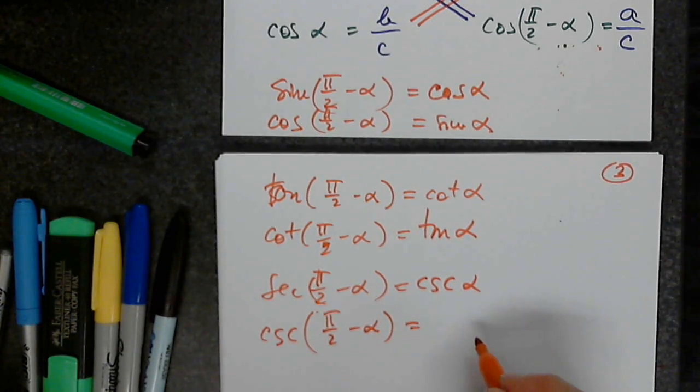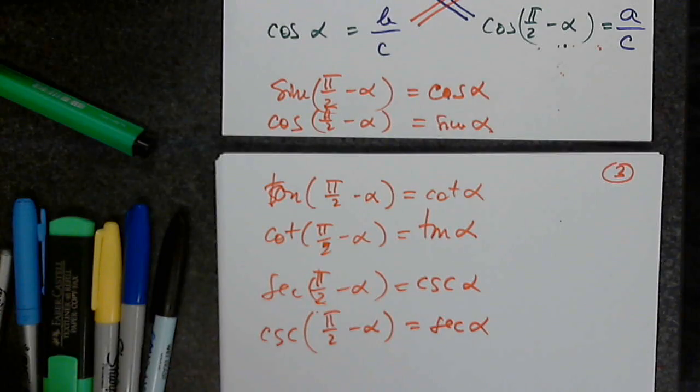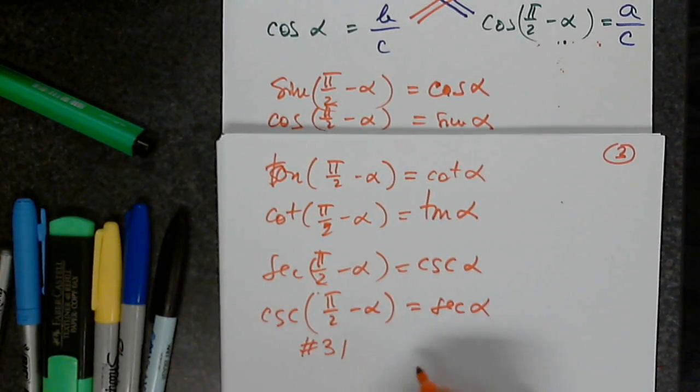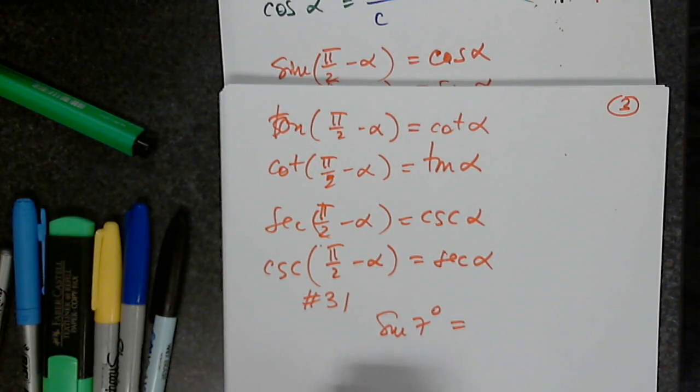And what will be the answer? Very good. So I would like to look at finding a cofunction with the same value as the given expression. Let's look at 31, sine 7 degrees, and I will also like to look at 33. They're both recommended, and we can choose any problem other than these that you want to work on.